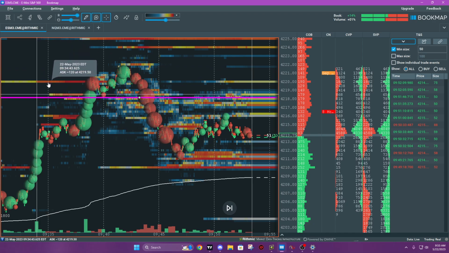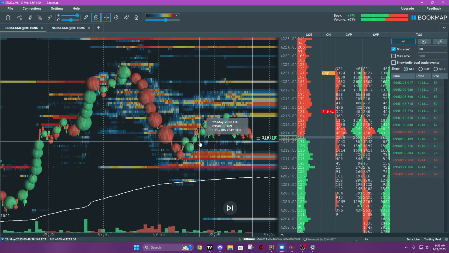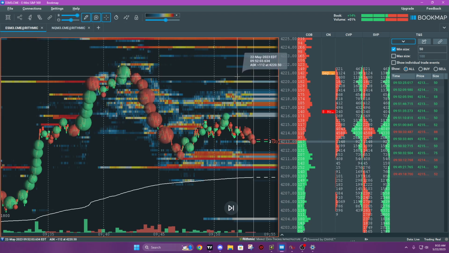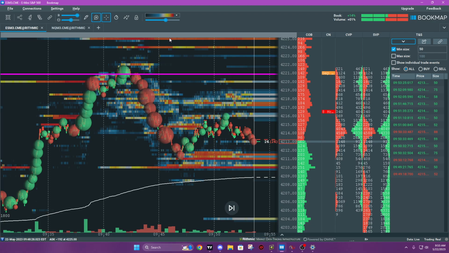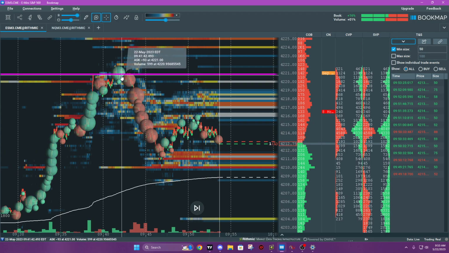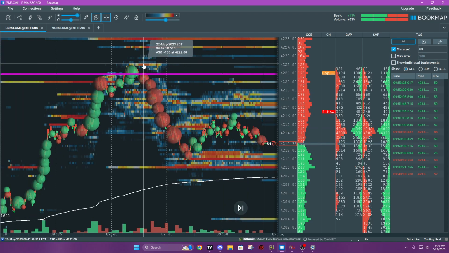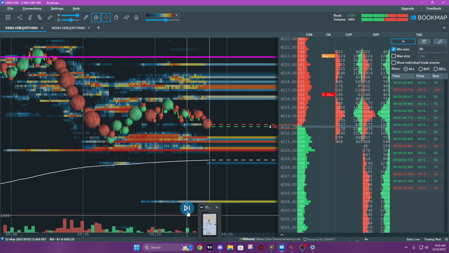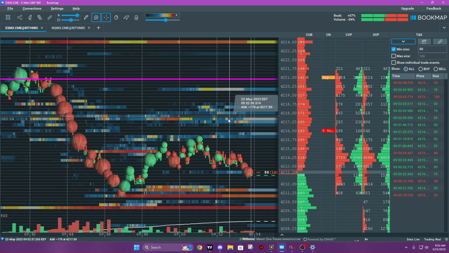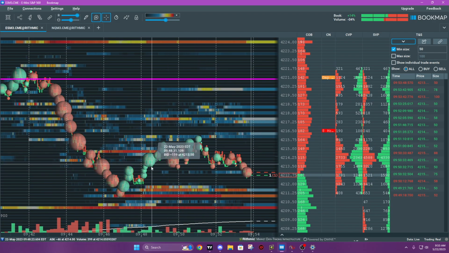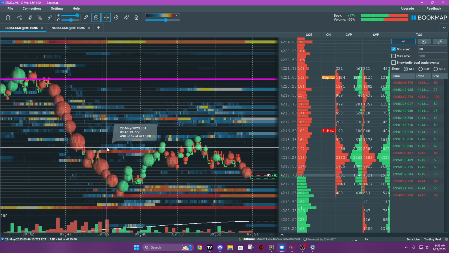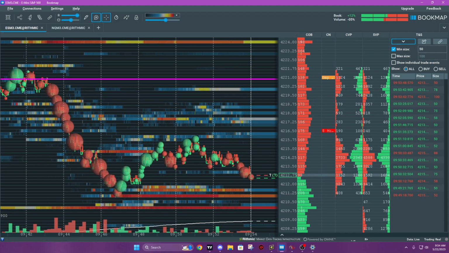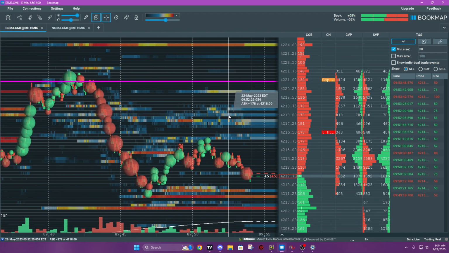I'm gonna delete these pink lines. So I'm gonna put a line just at the gap, which is at 42.21. So right here. So that's where the gap was, right? So we rejected that perfectly. Might be forming a range here. Have to see what the Bookmap is showing us here. Hopefully you guys can see how strong Bookmap is. Just really helps you see a different picture.